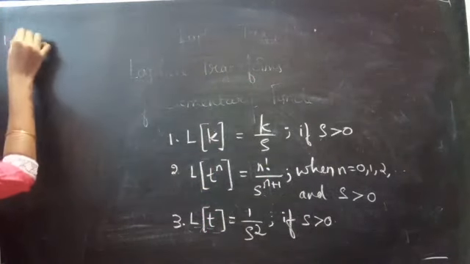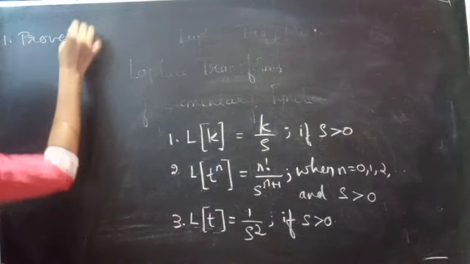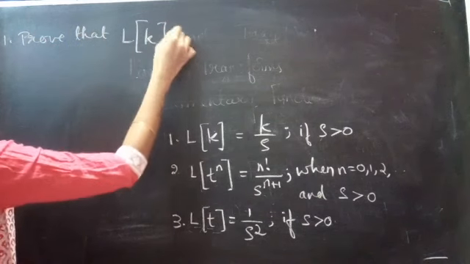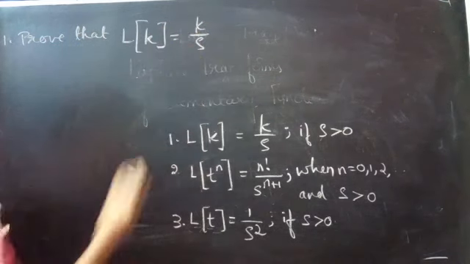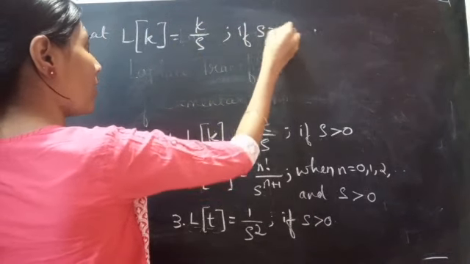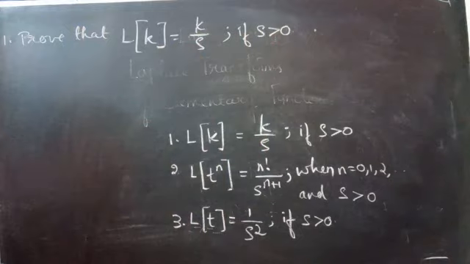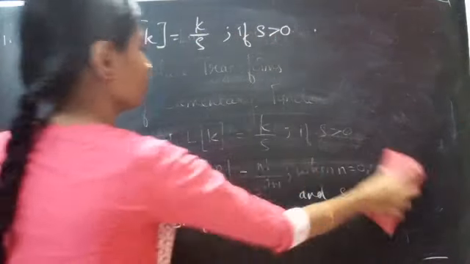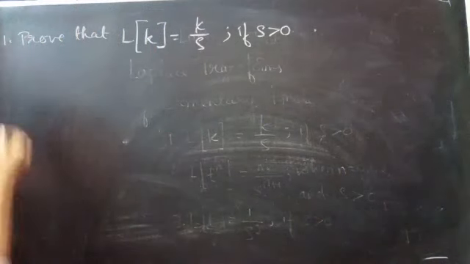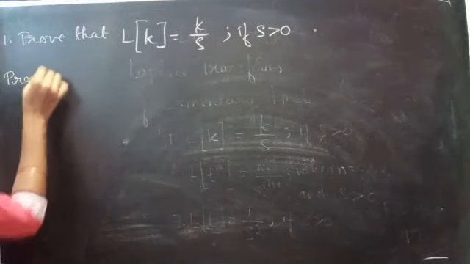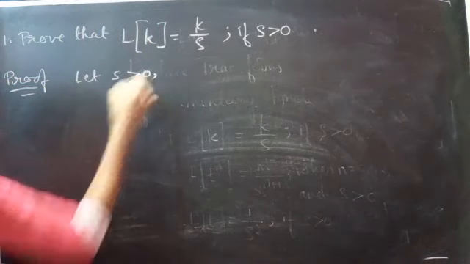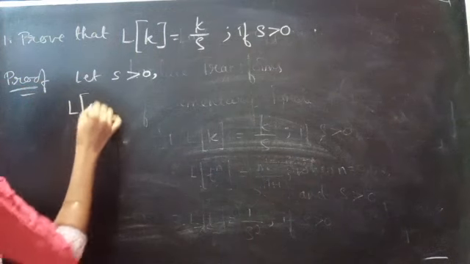Prove that L of k equals k by s, if s is greater than 0. Proof. Let s be greater than 0. Now consider L of k.